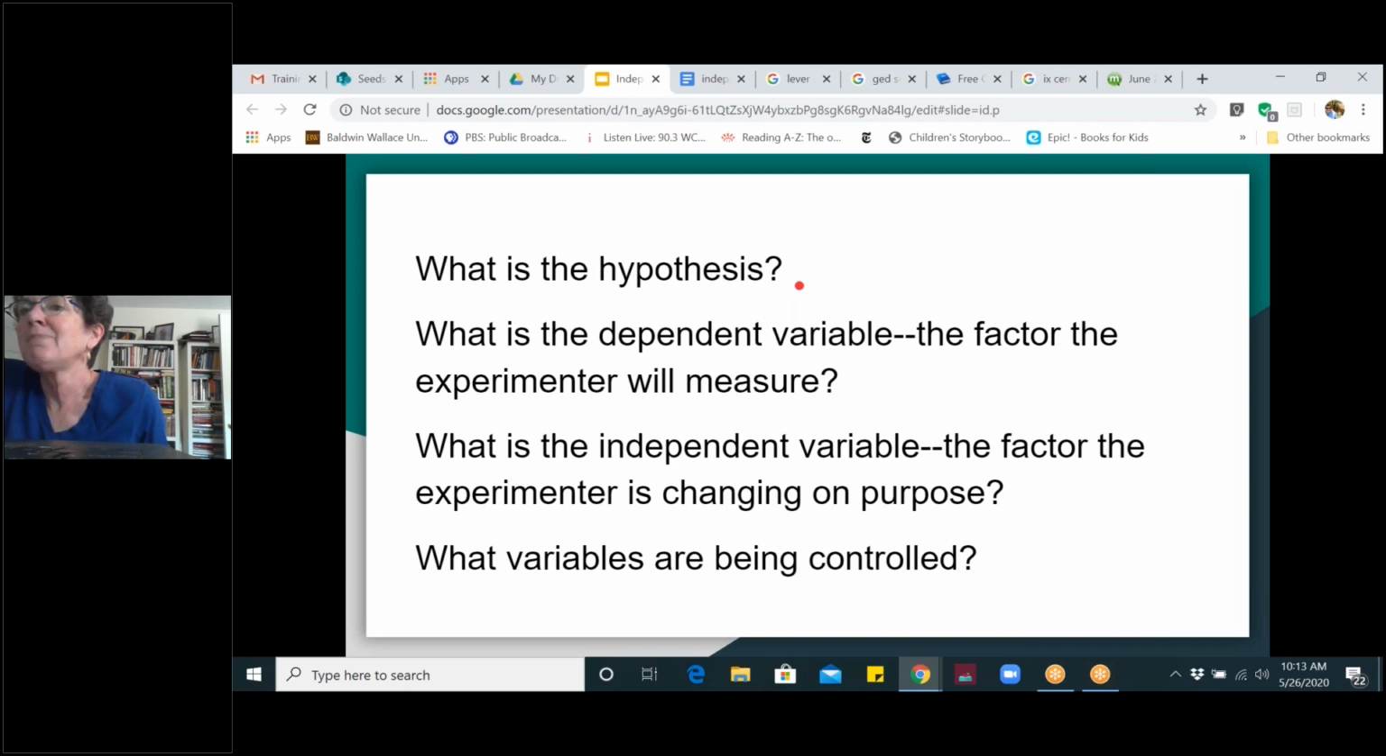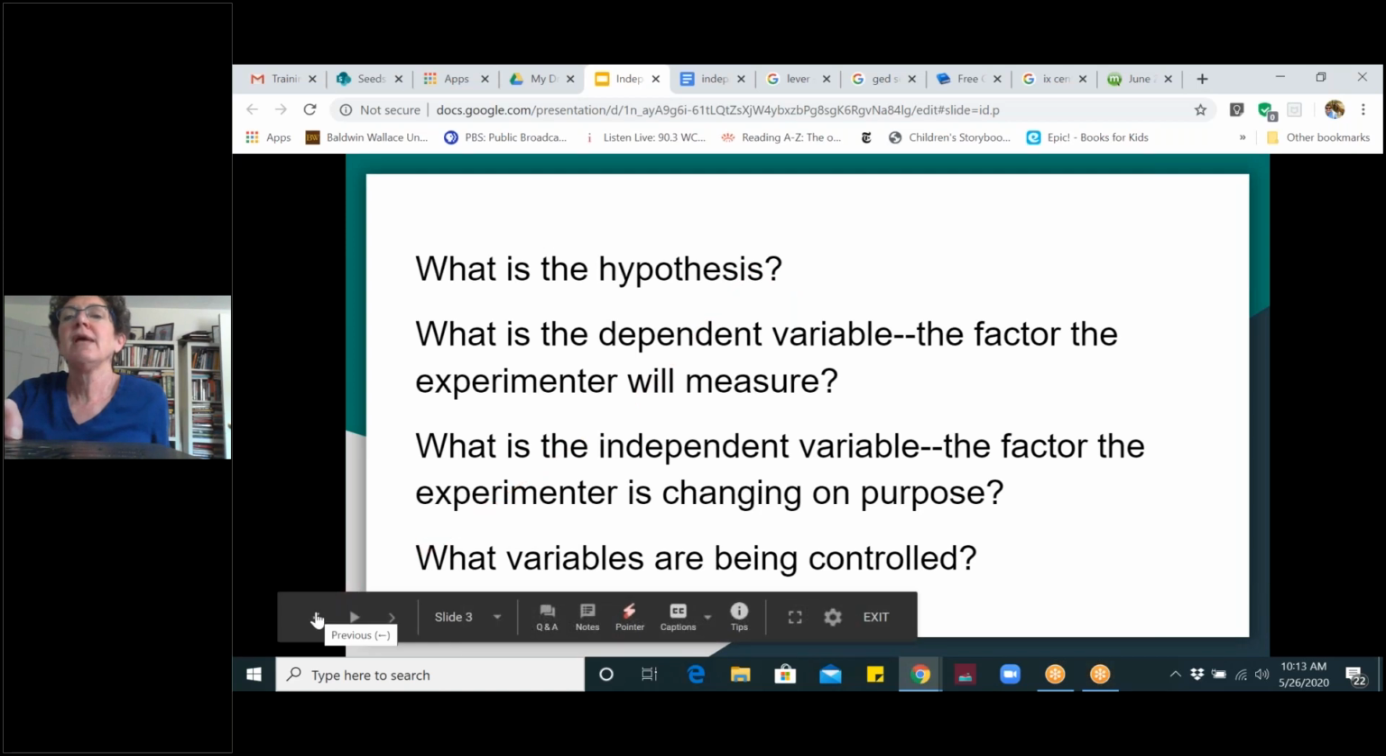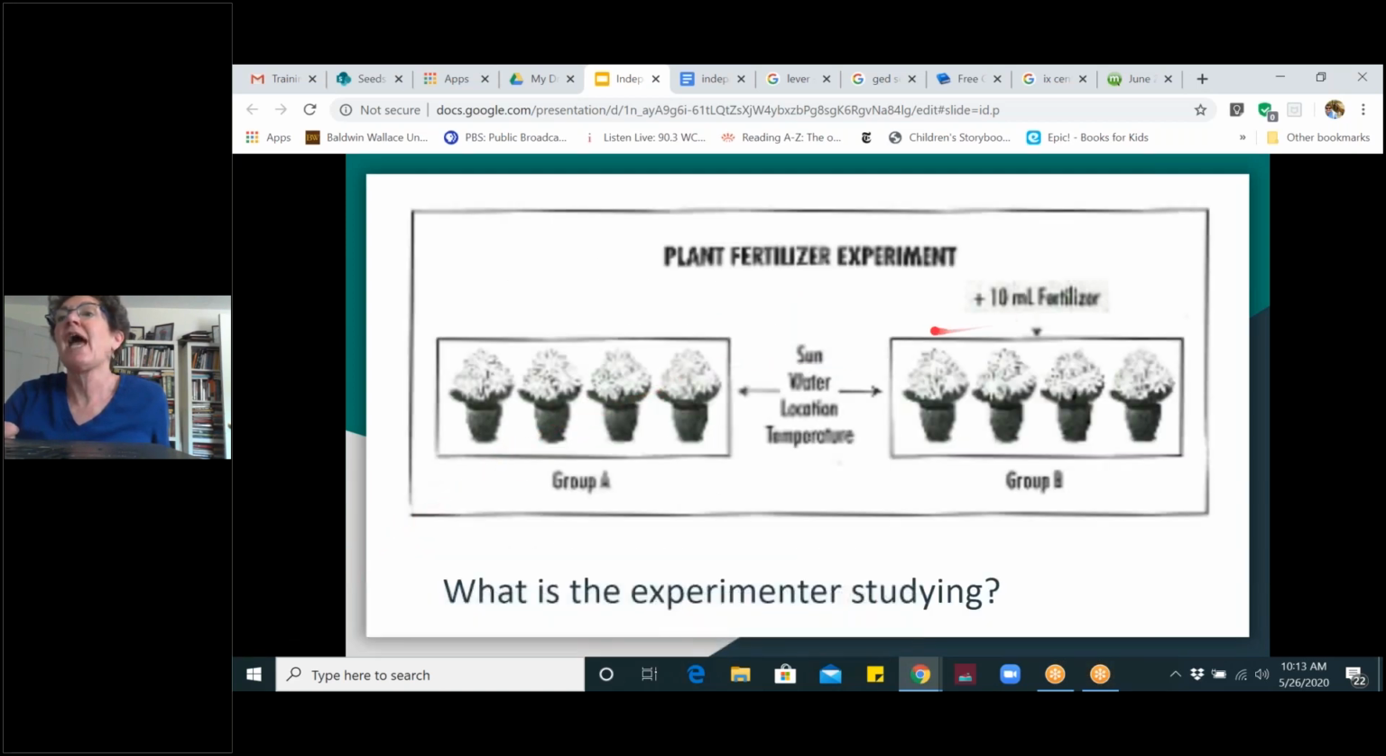And then the independent variable, the factor that the experimenter is changing on purpose, is what? What did the experimenter change between the two groups? What's the difference between group A and group B? The amount of fertilizer. Yeah, even the fact that he added any fertilizer is the difference. And that is the independent variable.